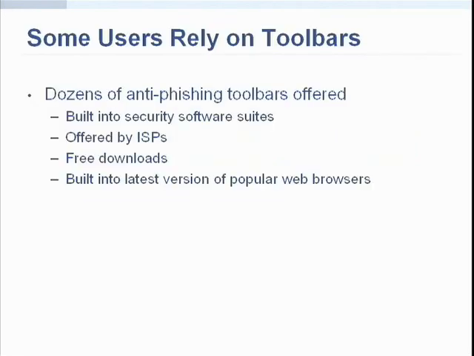OK, so there's roughly about 90 or so anti-phishing toolbars. If you go to download.com, you'll list about 90 or so of them. A lot of these are built into security software suites. Some of them are offered by ISPs. Some of them are free downloads. Some of them are built into the latest browsers. So for example, the latest version of Internet Explorer has one built in, and the latest version of Firefox has Google's built in as well.